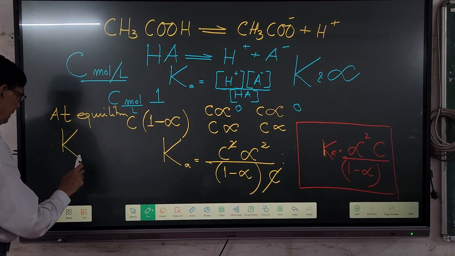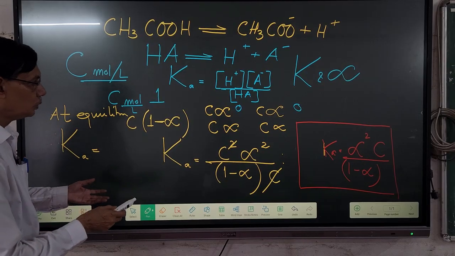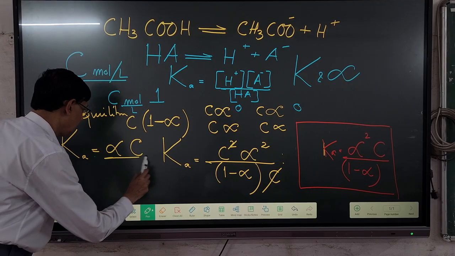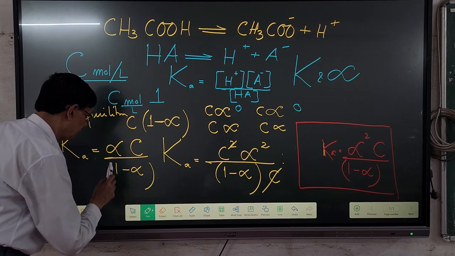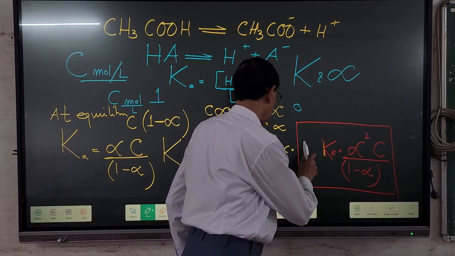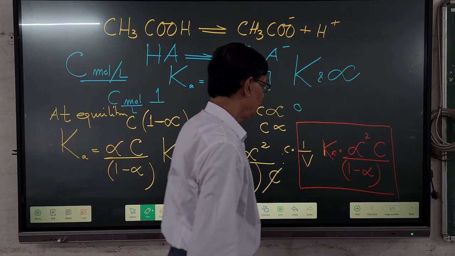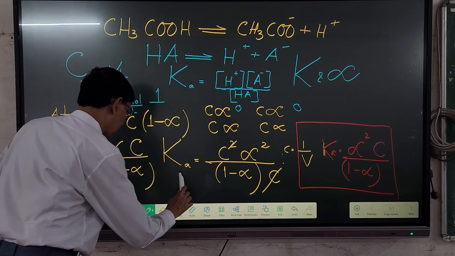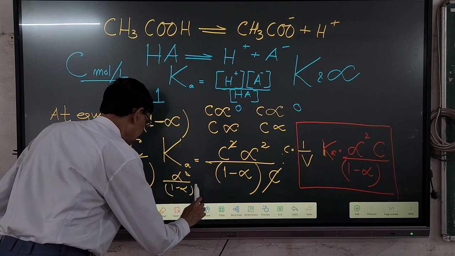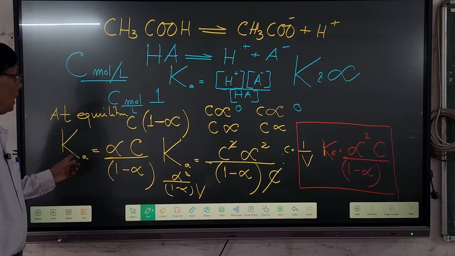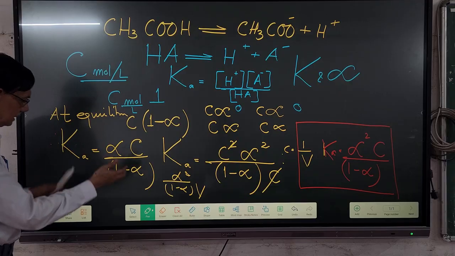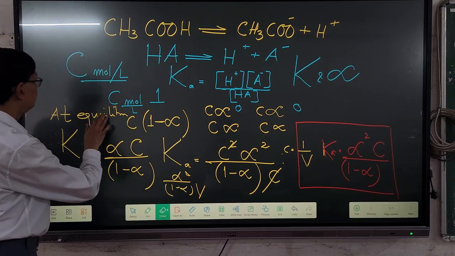So K is related to alpha C by 1 minus alpha. You know that C is number of moles per unit volume, so C is equal to 1 by V also. So one form you can also write alpha square divided by 1 minus alpha V, but better it is, you should write like that. So now I just want to take a relationship between K and alpha.